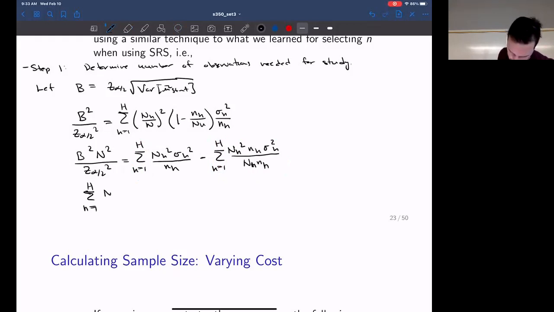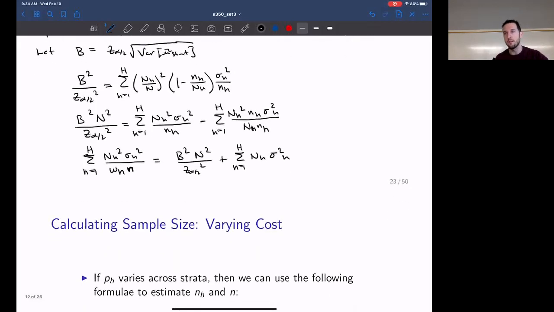Okay, so then we're going to have here N_H squared sigma_H squared divided by, and then we're going to use a little trick and go w_H multiplied by N. And this is a little w here, not capital W, so this is little w_H times N. Then this is going to be equal to the bound squared N squared over z alpha over 2 squared plus the sum from H equals 1 to capital H of N_H sigma squared_H.